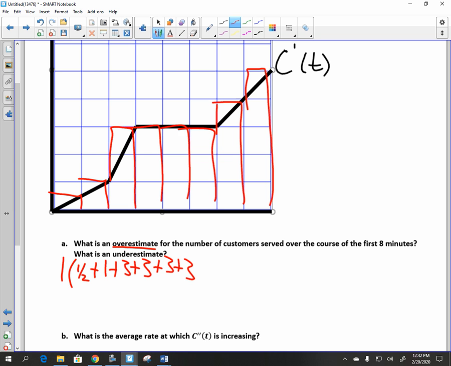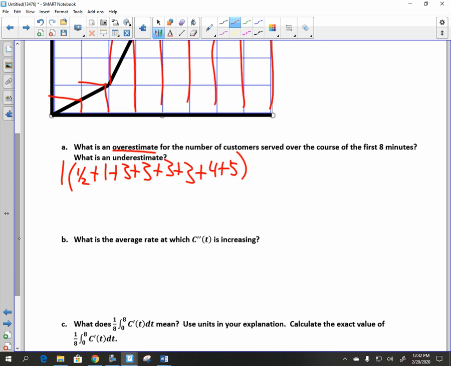We have 4 3s in a row, don't we? And after that, plus 4 plus 5. So we've got 3 plus 3 plus 3 plus 3, so that's 12. And then we've got a 9, that's going to be 21, 22, 22 and a half. Well, 22 customers served. Okay.